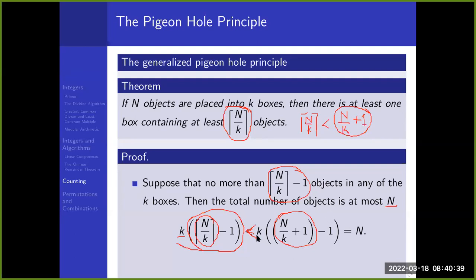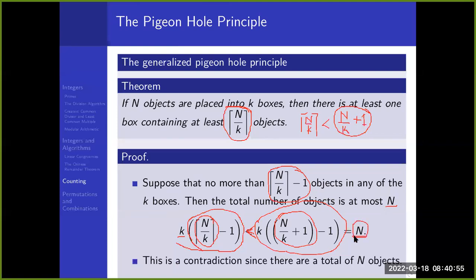But now if you work this out, if you compute all this, you will get n. So you end up with a contradiction that the total number of objects is less than n. But that is not true because the number of objects was exactly n. So this contradicts our initial assumption, and therefore we must conclude that there must be at least one box with the ceiling of n over k objects in it.